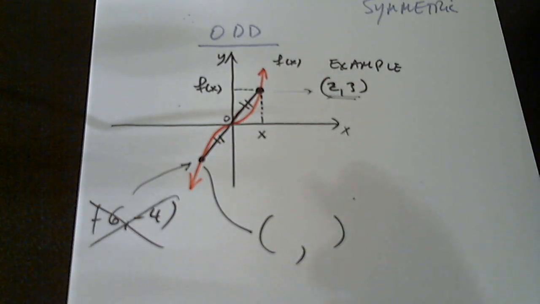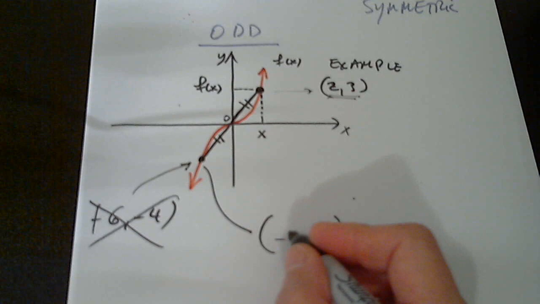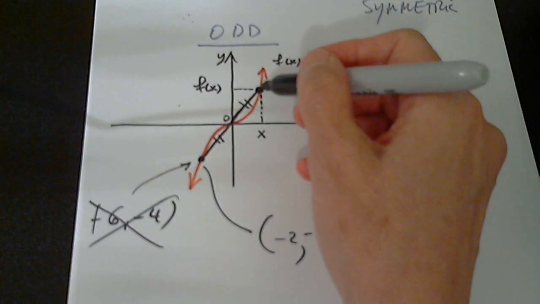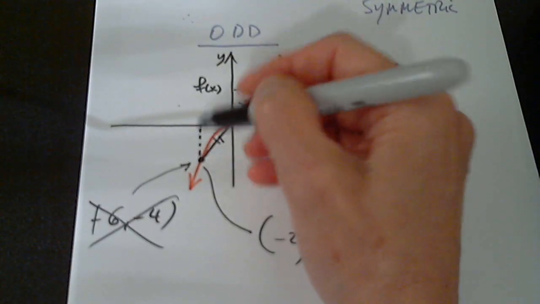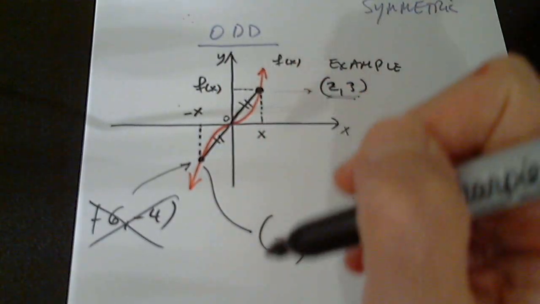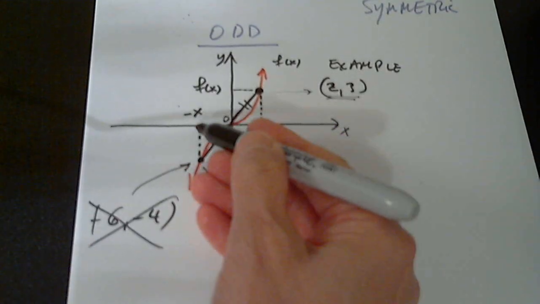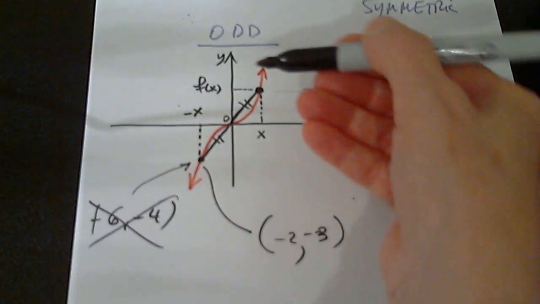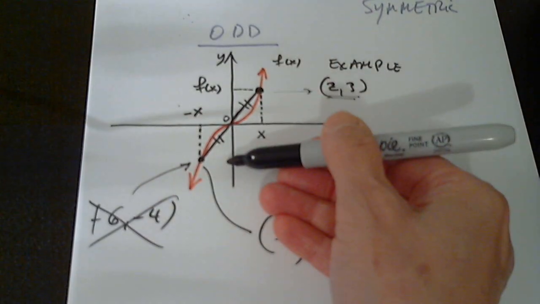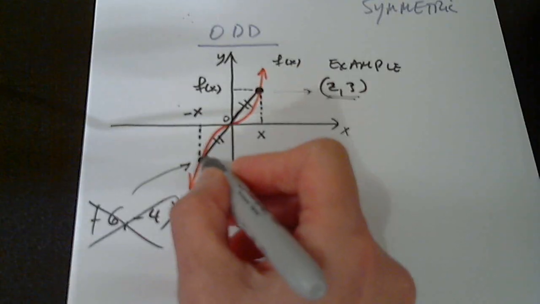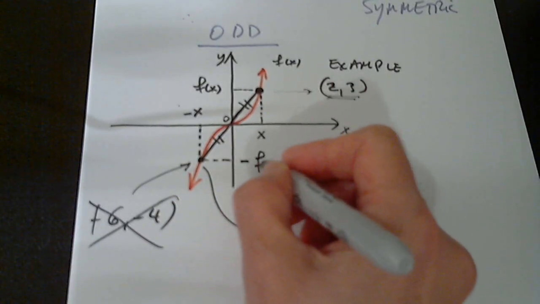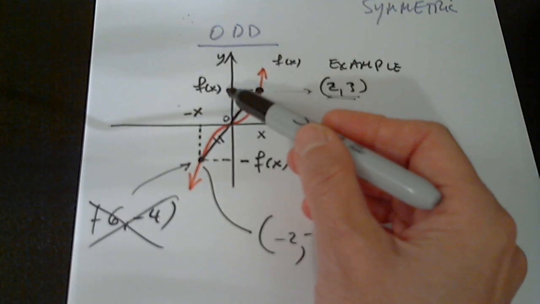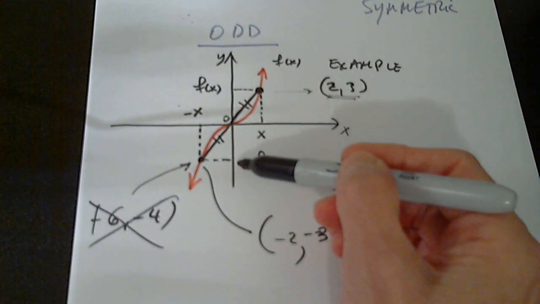Negative 2 and negative 3. Oh, of course. Exactly. It has to be exactly the opposite. So if this is x and f of x, obviously this must be negative x, exactly as you told me. If this is 2, this has to be negative 2. If this is 3, then this has to be negative 3. So then this is the opposite of f of x. So 2 comma 3, negative 2 comma negative 3.